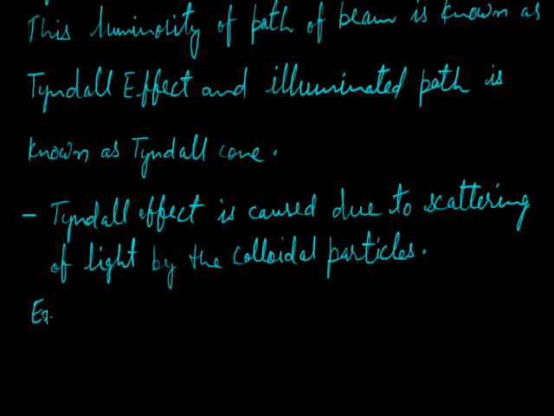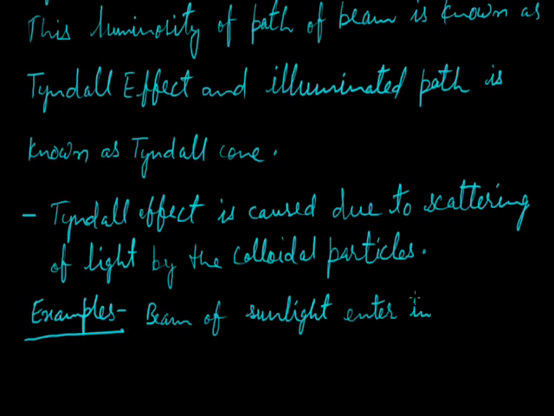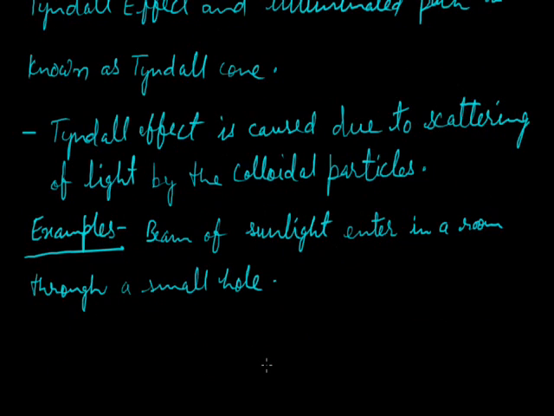Examples of Tyndall effect. It can be seen when a fine beam of light enters in a room through a small hole. This happens due to scattering of light by particles of dust and smoke in air of the room. Tyndall effect can be observed when sunlight passes through a dense forest. In the forest, fog contains tiny droplets of water which act as particles of colloid dispersed in air.